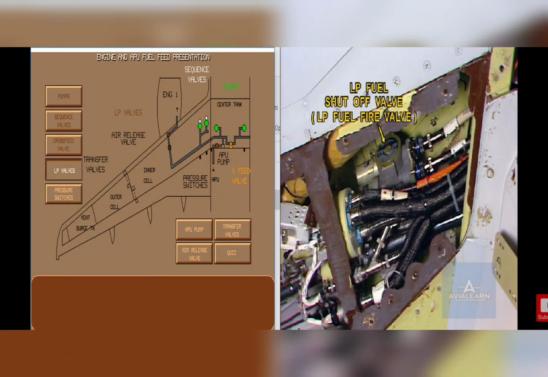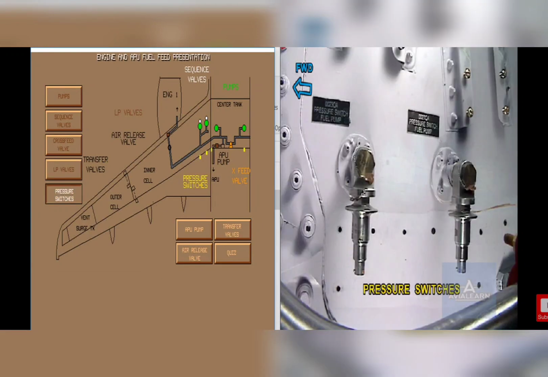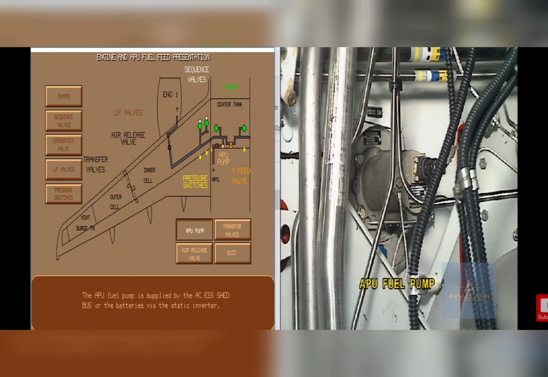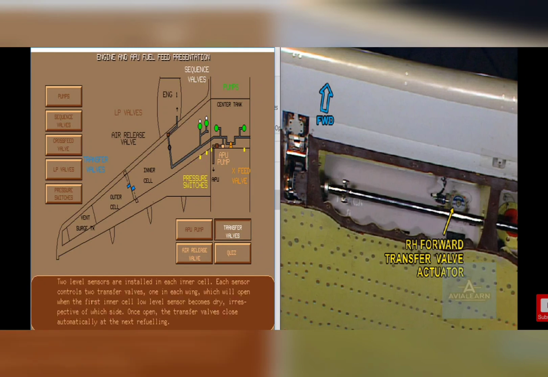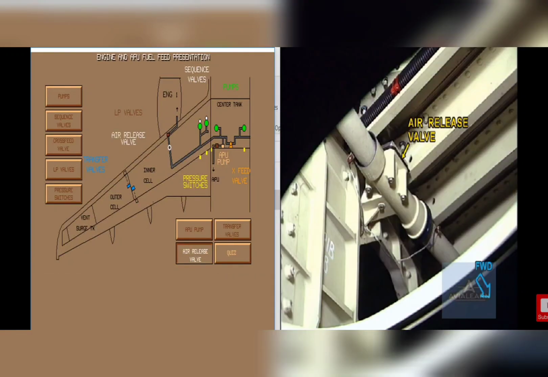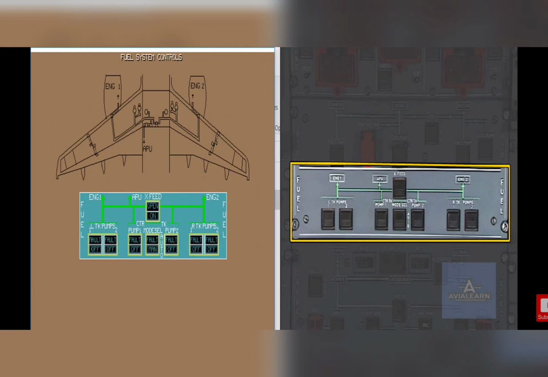Now low pressure shut off valve: in case of abnormal condition we can stop the fuel flow as well. And the pressure switches, where they are located and in which position. The APU fuel pump is supplied by ACESS, and this is the RH forward transfer valve actuator. Two level sensors are installed at each inner cell. Now the air release valve is displayed in this picture.